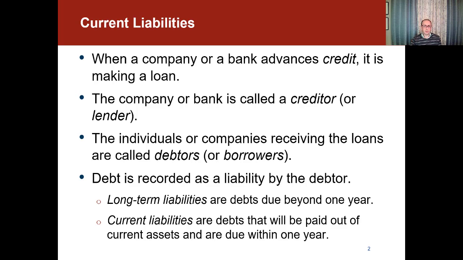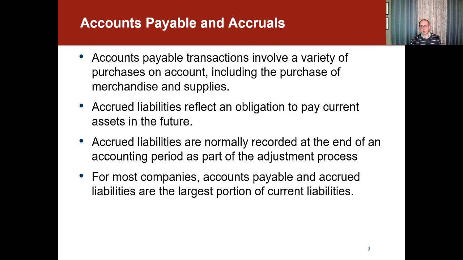One of the good examples of current liabilities is accounts payable. We're going to be talking about accounts payable and accruals. And I want you to remember, accruals are any kind of unpaid liabilities. If we have an expense that we incurred but we haven't paid, then this is what we mean by accruals. So accruals, in other words, are the unpaid expenses.